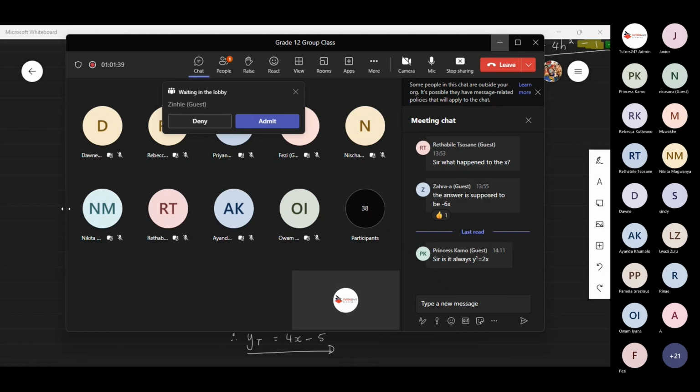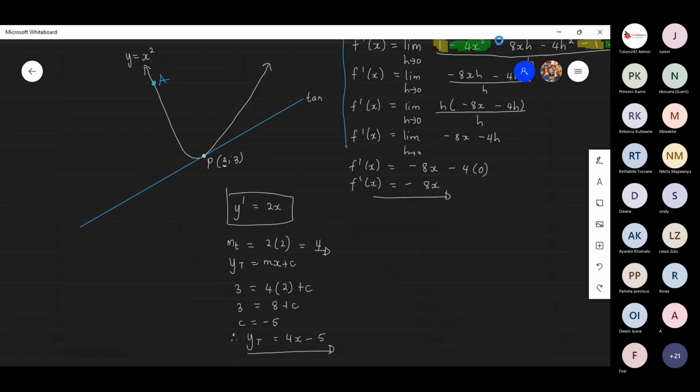Okay, so Princess, is it always y prime equals 2x? No, it is not always y prime equals 2x. Keep in mind your derivative can be anything. Remember, we previously found in question 8.1 the derivative was, I believe, -6x. In this particular question, we found the derivative was -8x. So your derivative can be anything depending on the original function that you were given.